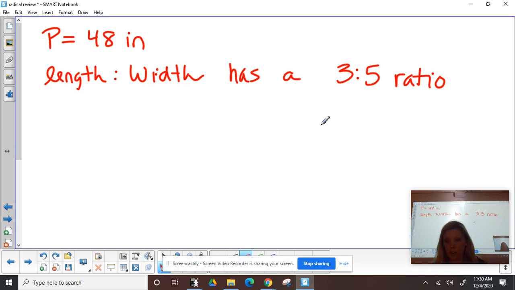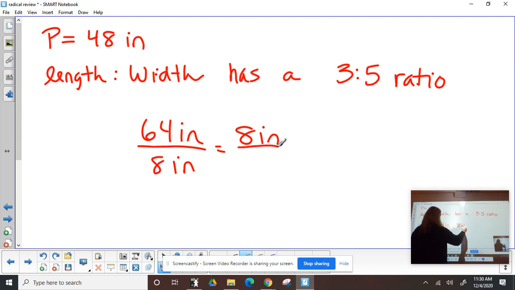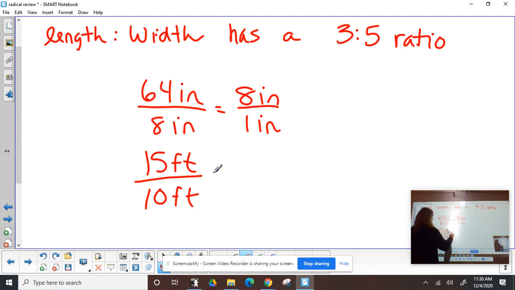So this is the first thing with the fractions. If I gave you 64 inches over 8 inches, you just divide them, because 64 divided by 8, you just reduce the fraction. So you get 8 inches over 1 inch. Or if I gave you 15 feet over 10 feet, you would just reduce 15 tenths. They're both divisible by 5, so you would get 3 feet over 2 feet.